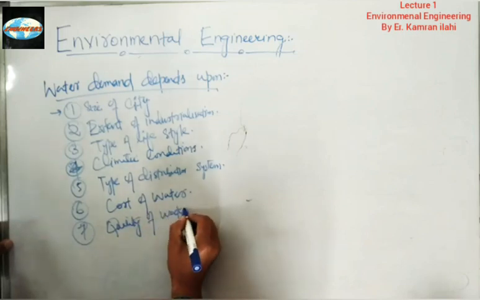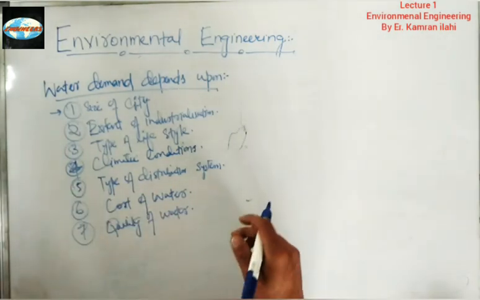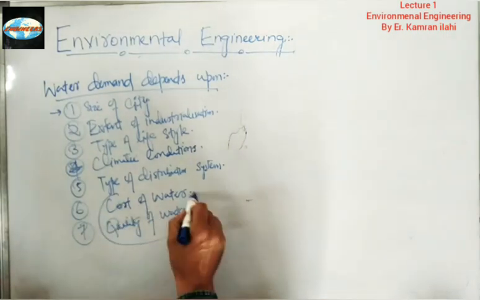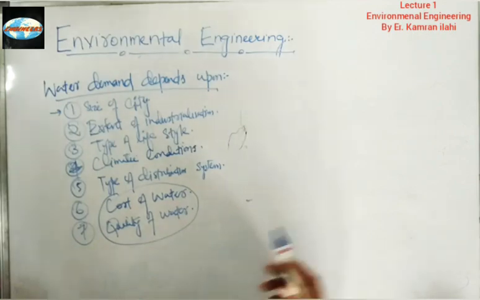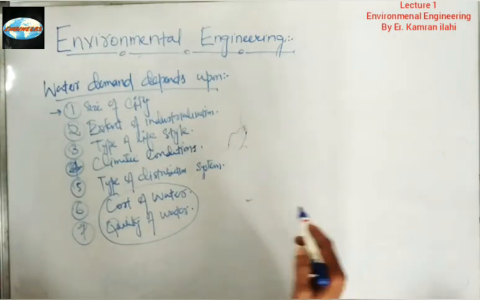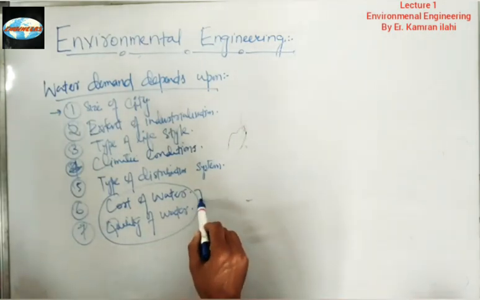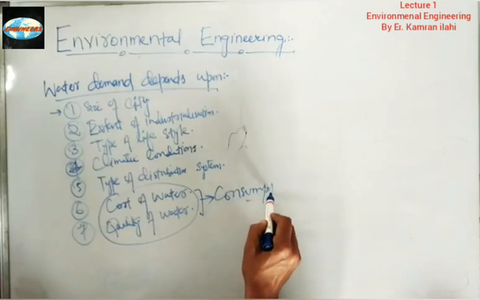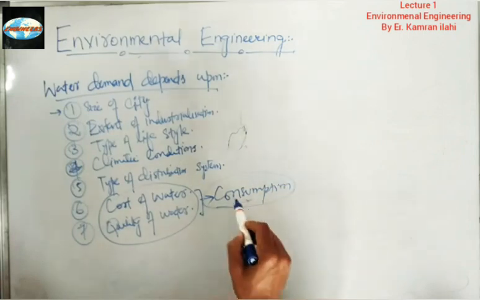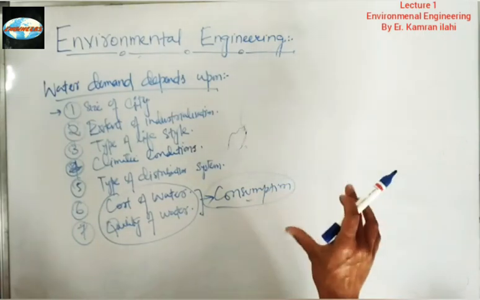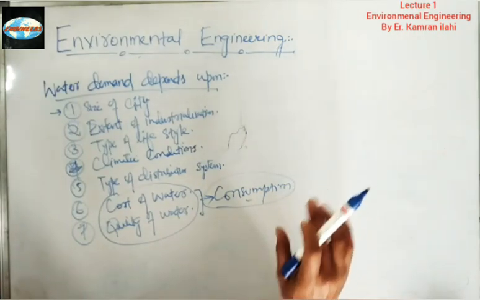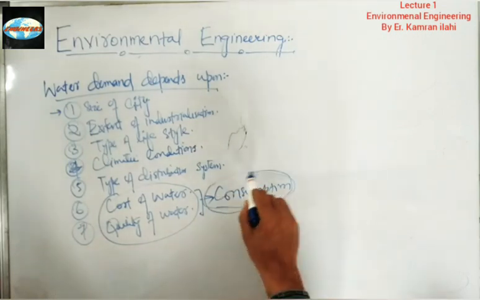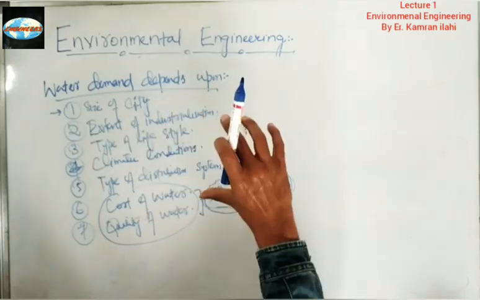See guys, there are two terms: one is water demand and second is consumption. If I talk about the cost of water and quality of water which is being supplied to the community, they will actually affect consumption. If water is costly in your area, you will say, oh, it's very costly, we should use the water sincerely. We cannot waste water. So that's actually affecting the consumption. That's not water demand. Water demand is constant.